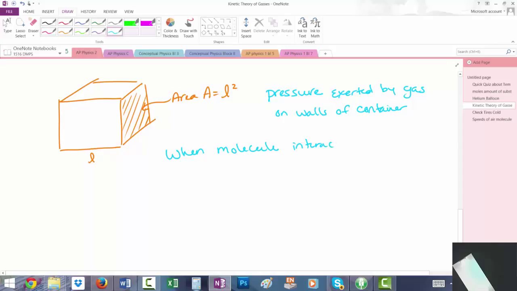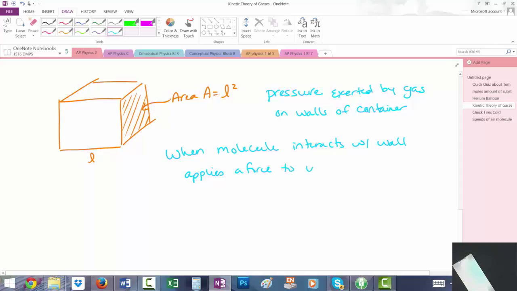interacts with the wall, it applies a force. Okay? If the molecule applies a force to the wall, what do you know about what the wall is doing? How do those forces compare? They're equal in magnitude, right? Yay, Newton's third law.